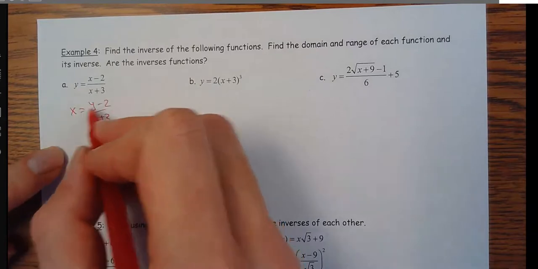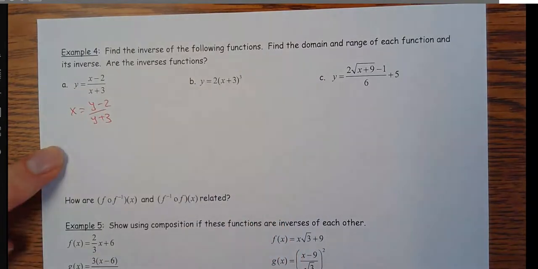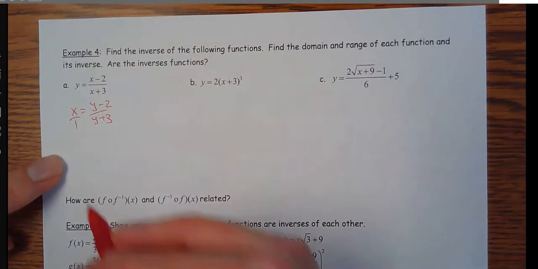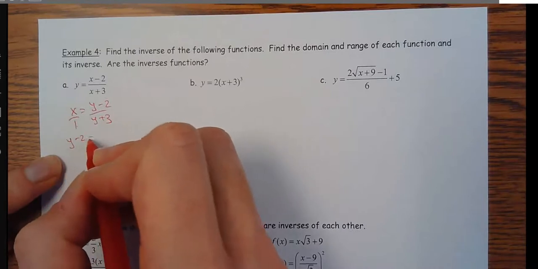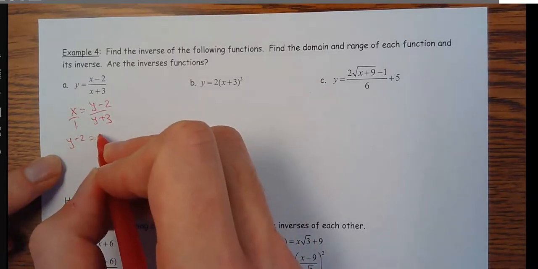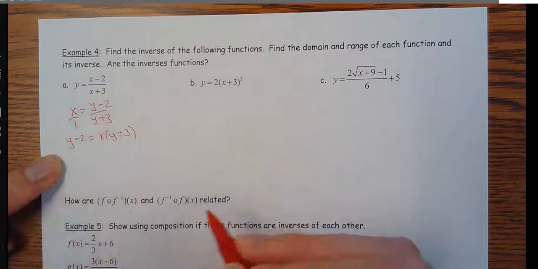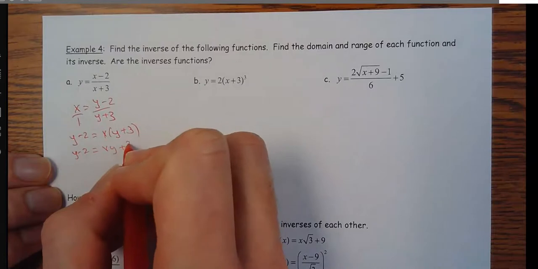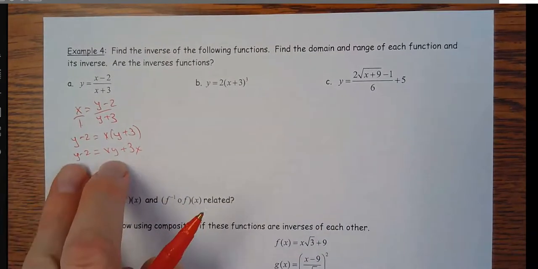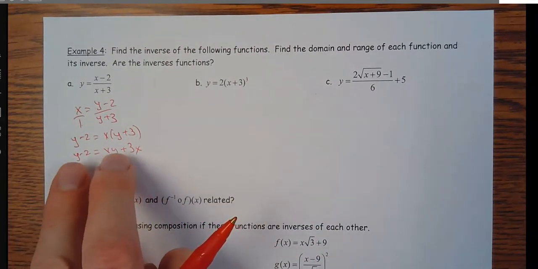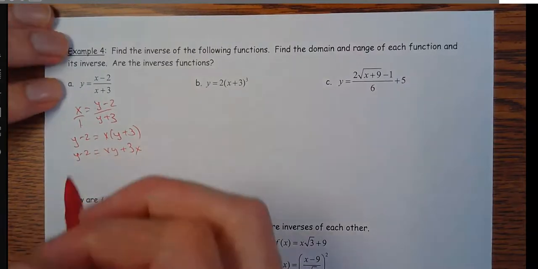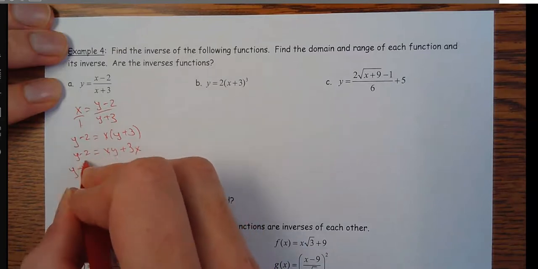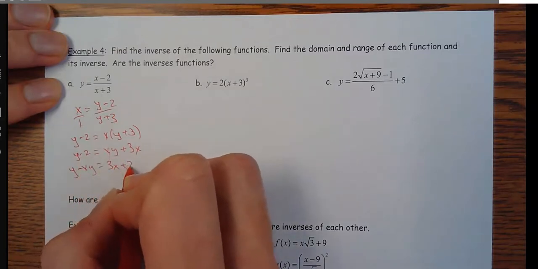Now the best way to do this, when you've got a fraction on one side and not a fraction on the other, is to make both sides a fraction and then set cross products equal. So I'm going to have 1 times y minus 2 equals x times y plus 3. Now I do some distributing, so this will be xy plus 3x. I got 2 terms that have y's in them and 2 that do not. I want the terms with y's in them on the same side. I'm going to bring the xy to the other side, so y minus xy, and I'm going to bring that 2 to the other side, so 3x plus 2.